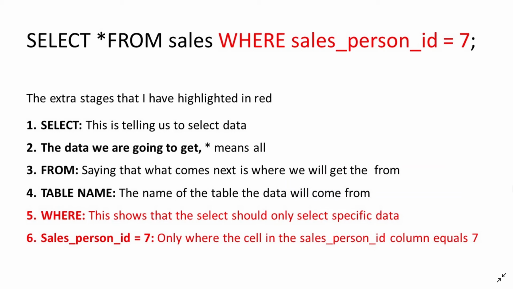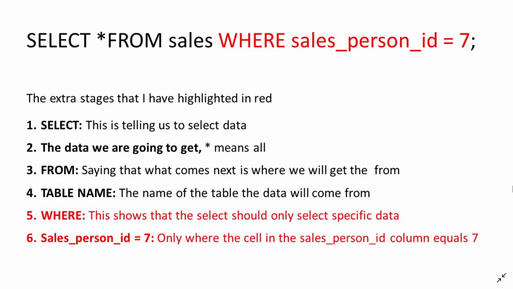We first start with select. This is telling us to select the data. Then we're going to select all of it. We're using star. Of course, we could just put the columns in there we want, separated by commas. Then we're going to say from, to say where we're going to get the data from. Then the table name. In this example, the table name is sales.